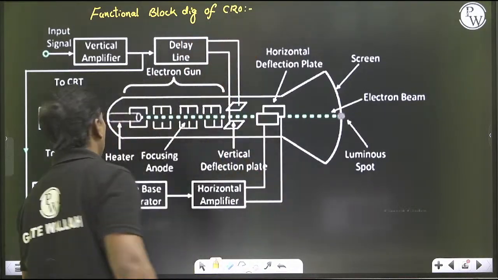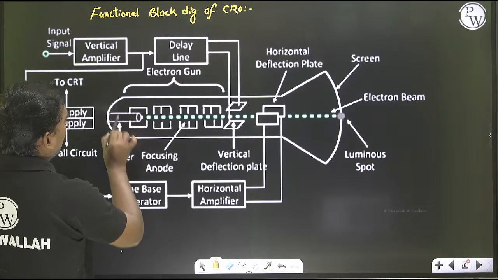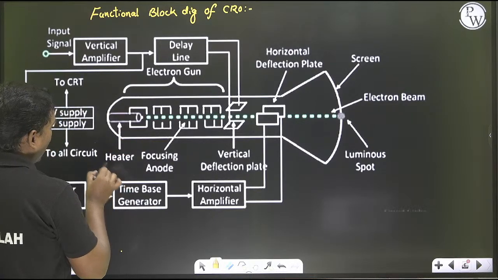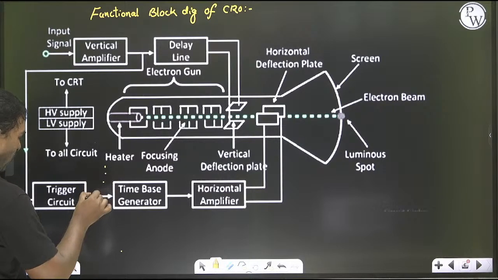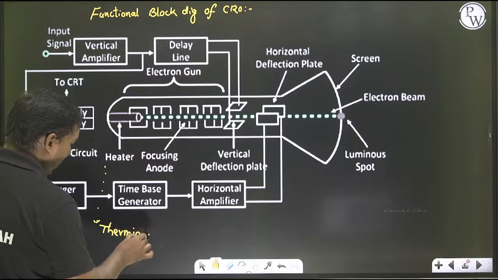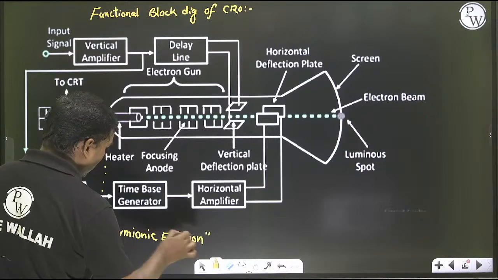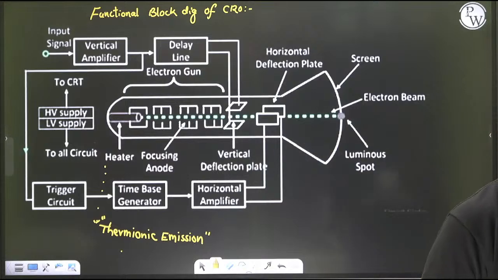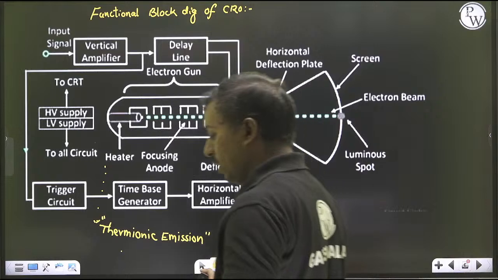So in the functional block diagram of CRO we are having certain components. So first comes the electron gun assembly. In this we are having a heater. This heater is going to be heated, so the electrons are going to be emitted out. The heater works on the process called thermionic emission. Because of the heating the electrons are going to be emitted, that's why it is called thermionic emission.